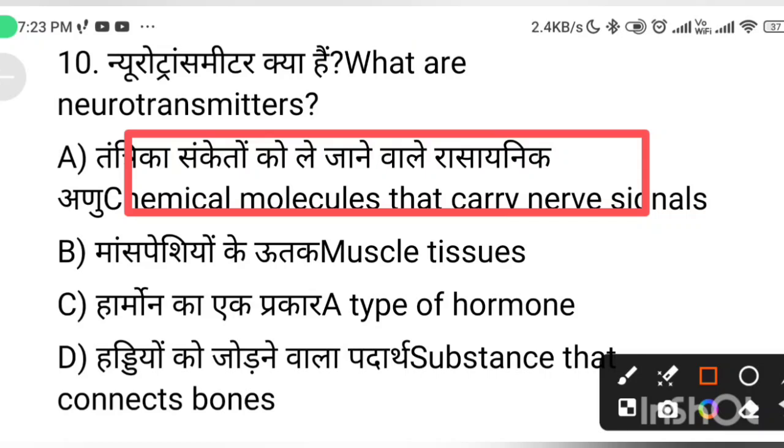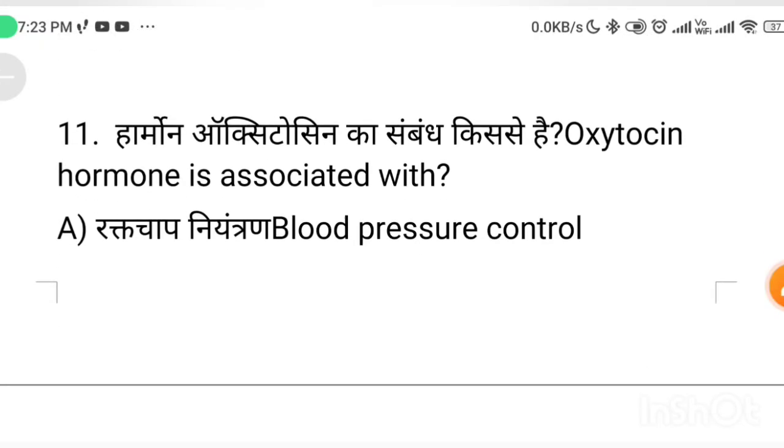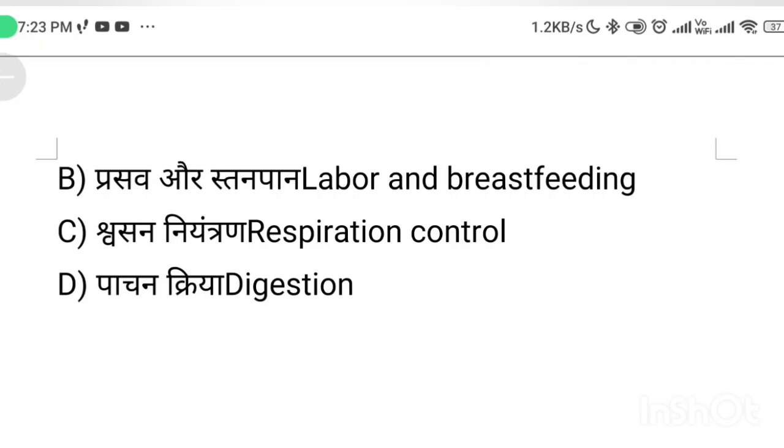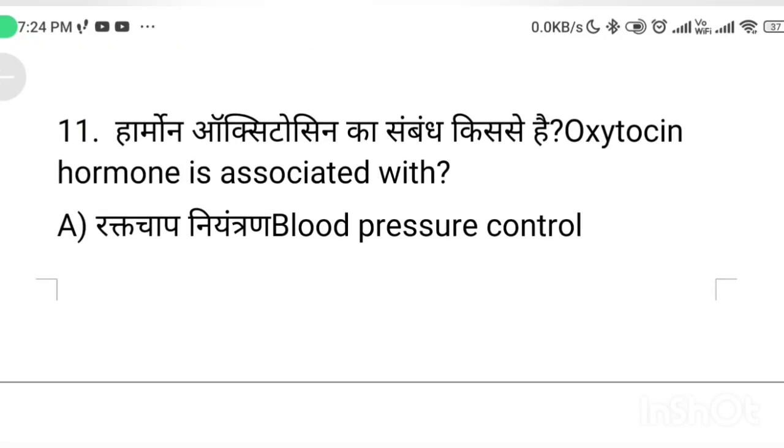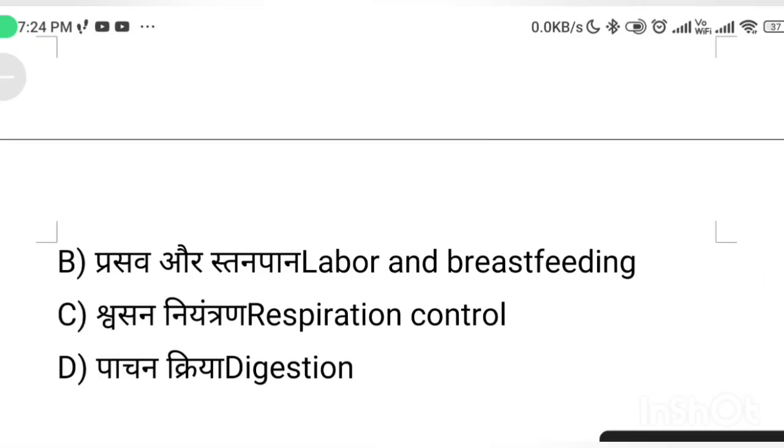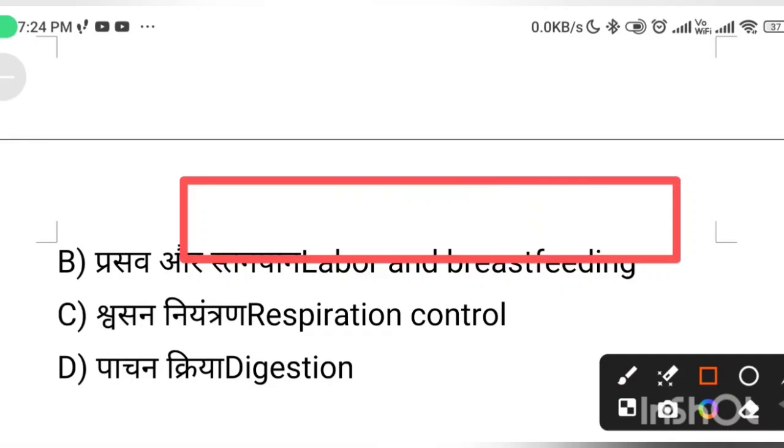Next question. Oxytocin hormone is associated with option A, blood pressure control. Option B, labor and breastfeeding. Option C, respiration control. Option D, digestion. Oxytocin hormone is associated with. Correct answer is option B, labor and breastfeeding.